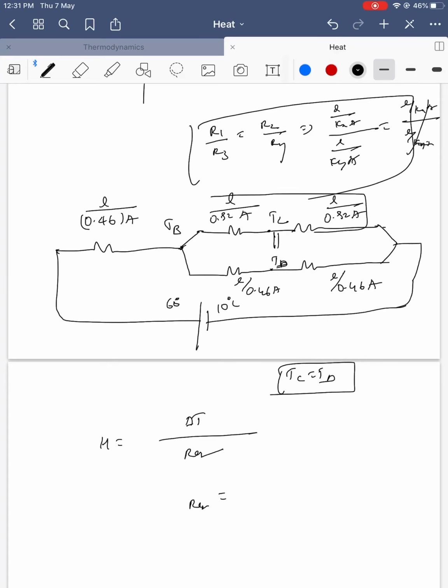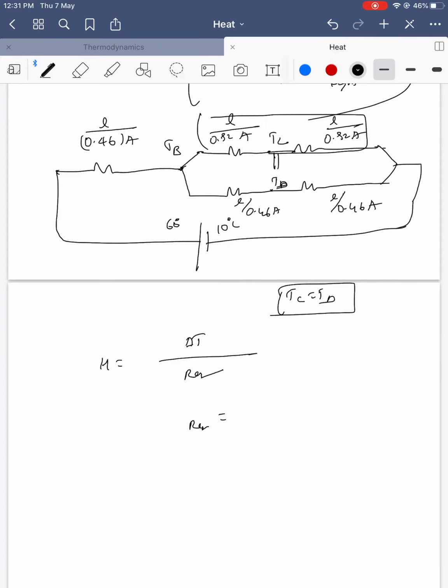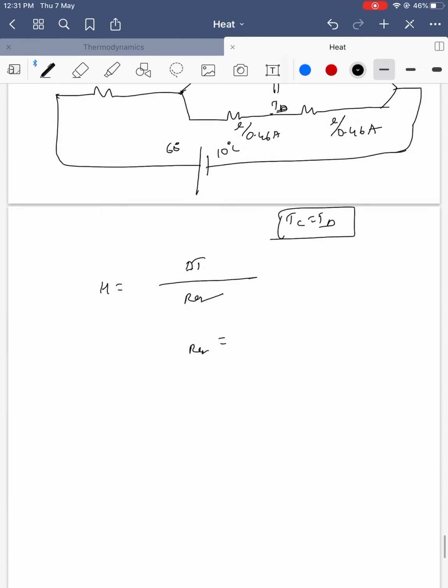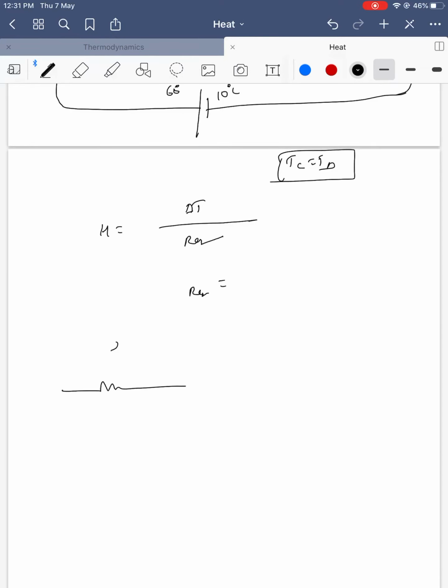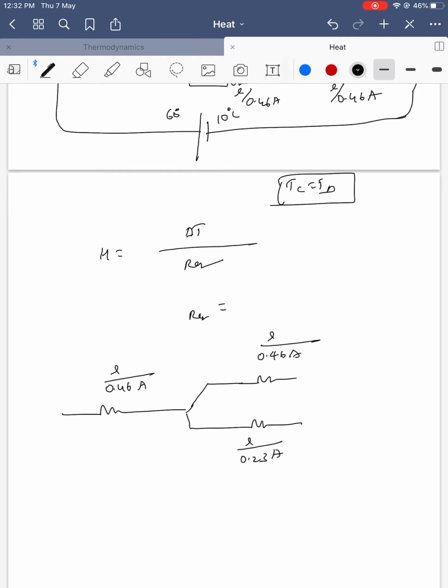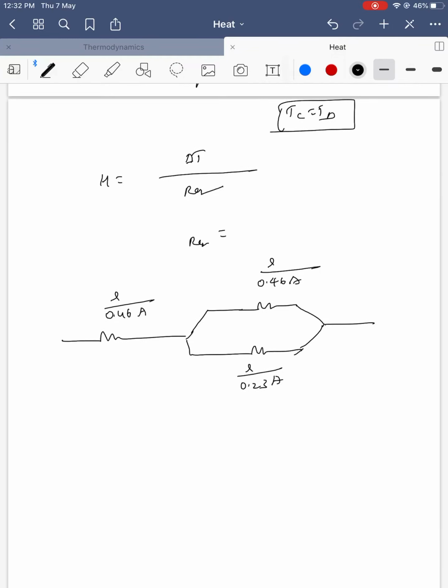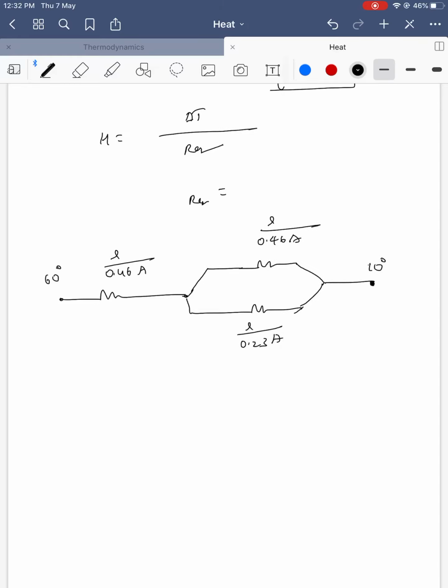B and these two are in series. I am drawing again. Above, the resistance becomes L by 0.46 into A, and below it becomes L by 0.23 into A, because the resistances are in series. From here he is asking us to find the temperatures. What is the temperature here? 10 degrees Celsius. On one end it is 60 degrees Celsius.